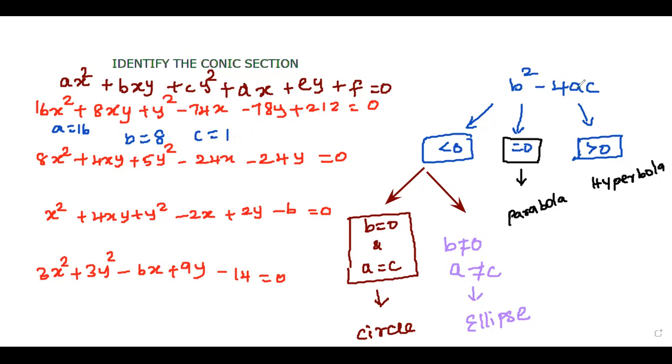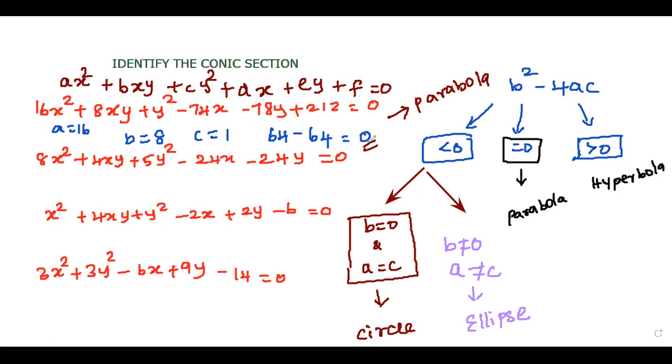So I will check b squared minus 4ac, which means it's 8 squared minus 4ac. 8 squared is 64. 64 minus 4 into a into c, so that will be 4 times 16, which is also 64, into 1. So I'm getting the answer as 0. So I'll mark this answer as parabola. The answer for the first one is parabola because I'm getting 0 as the result. Do you understand? Can you try the second one?